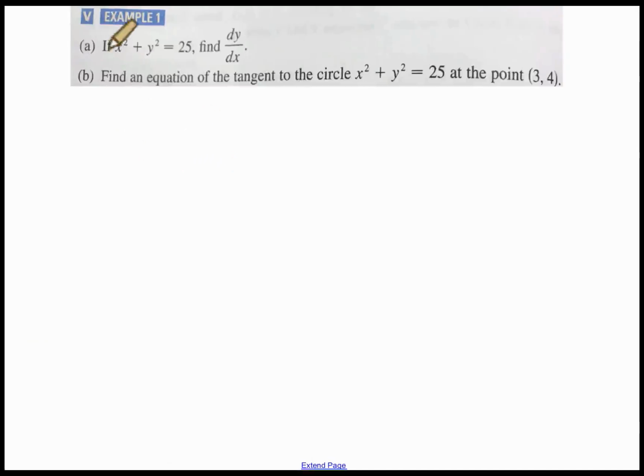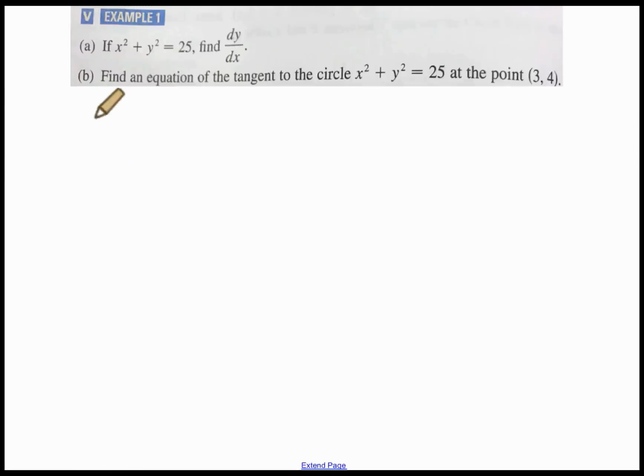Okay, so let's go ahead and find dy/dx of x squared plus y squared equals 25, which is the equation of a circle with center (0, 0) and radius of 5. And the reason we're going to use implicit differentiation is we cannot solve directly for y.